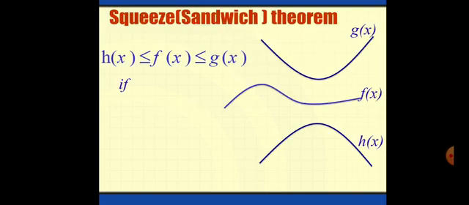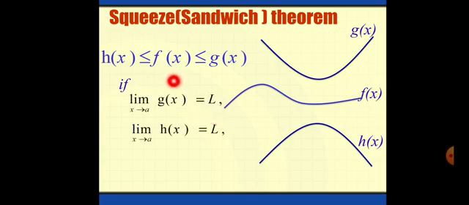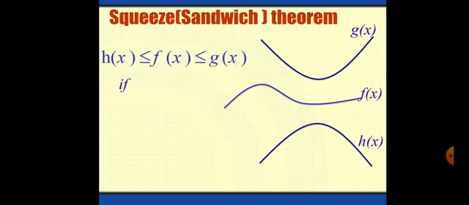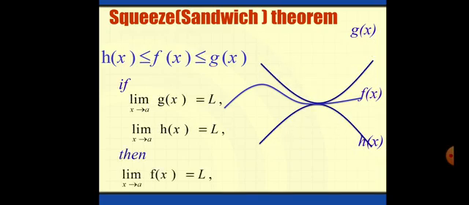The sandwich theorem, or the squeeze theorem: if you have a function f of x and this function lies between two other functions, g of x and h of x, and you want to find the limit of f of x, you have to check that the limit of g of x when x approaches some number a equals the limit of h of x when x approaches the same number. If the two limits are equal to L, then the limit of the interior function equals L as well.